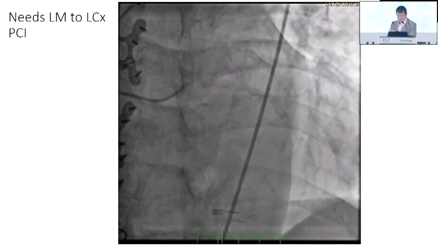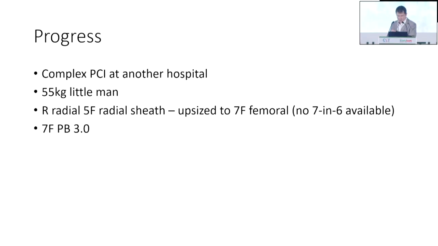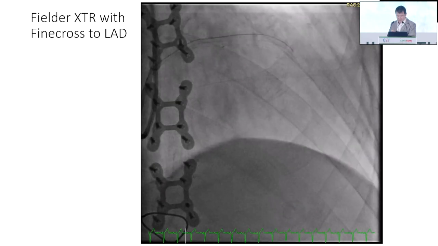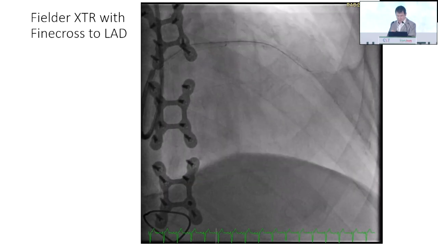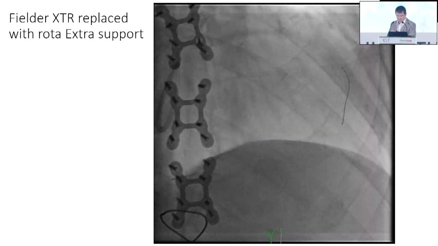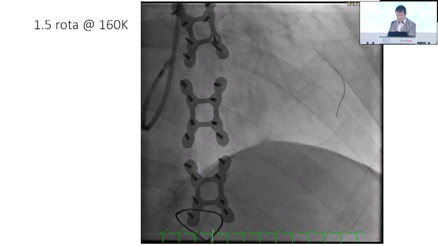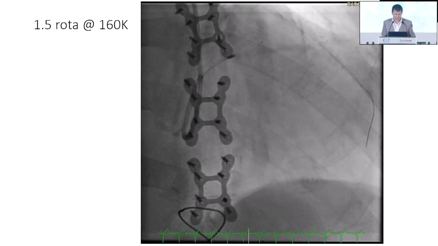So here we need to treat circumflex. And this is 7 French system via radial. So I delivered fine cross to LAD, swapped to extra support wire, and did 1.5 rota. But that would not create enough space.